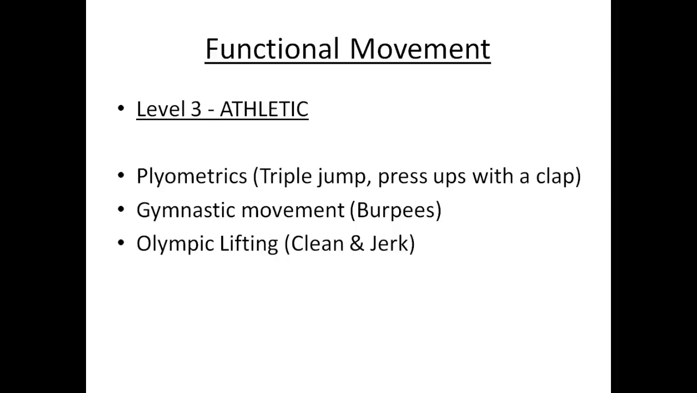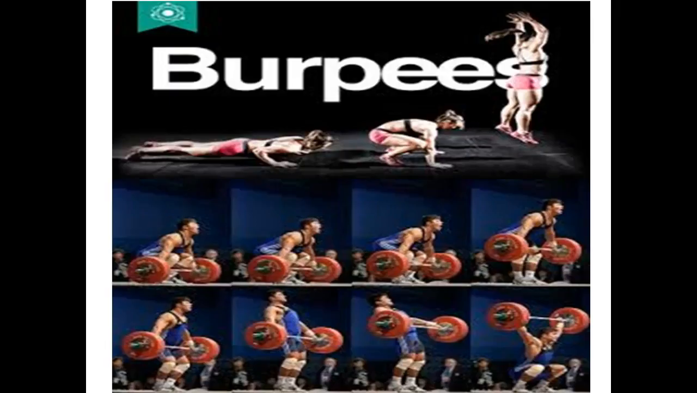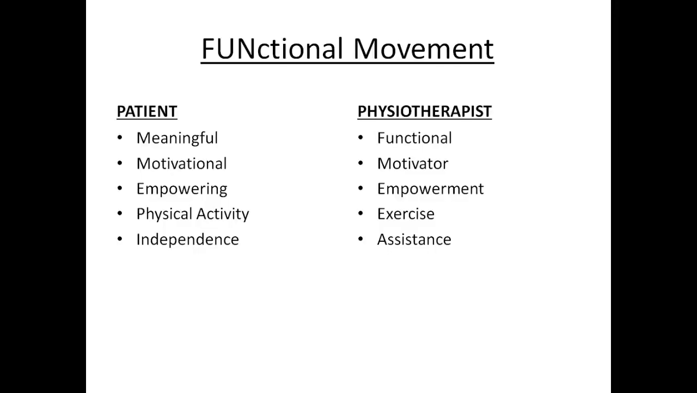Then we've got level 3 movements, which are athletic movements. Okay, true plyometrics such as triple jumping or press-ups with a clap. And then we've got our gymnastic movements like burpees or Olympic lifting movements like the clean and jerk. So this is an example of a burpee. Someone's down into all fours, doing a press up and then explosively jumping, clapping above their head. And there's somebody Olympic lifting performing a movement called the snatch.